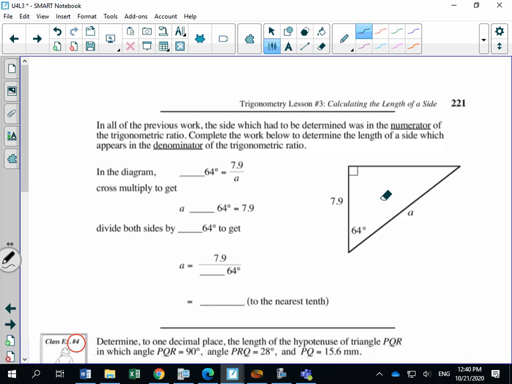So let's do this example here. And label your triangle according to your given angle, give it a set of eyeballs, label everything. Change this to an X, but we don't need to. And we could just say, according to 64 degrees, this would be my opposite. The side that they want, which is A, is going to be my hypotenuse. By default, this is my adjacent.